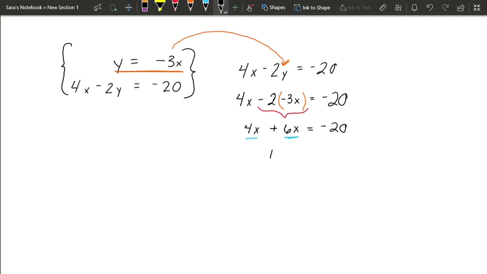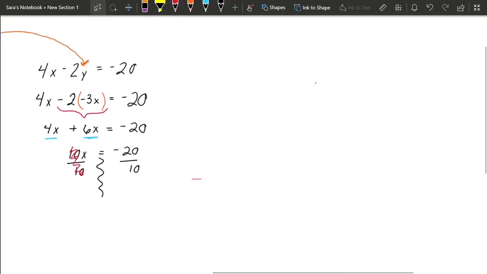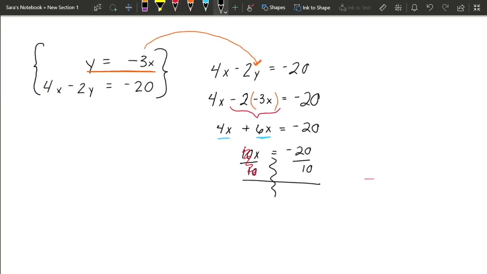Next, we will combine like terms. 4x plus 6x equals 10x. We want to get x by itself, so we are going to divide both sides by 10. Negative 20 divided by 10 is negative 2, therefore x equals negative 2.